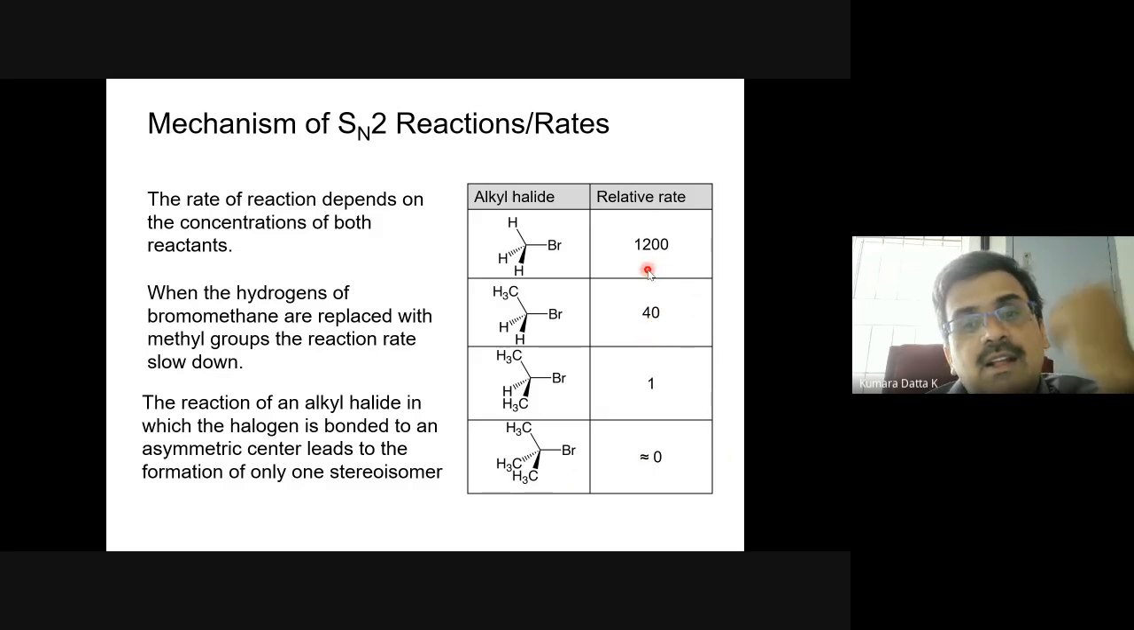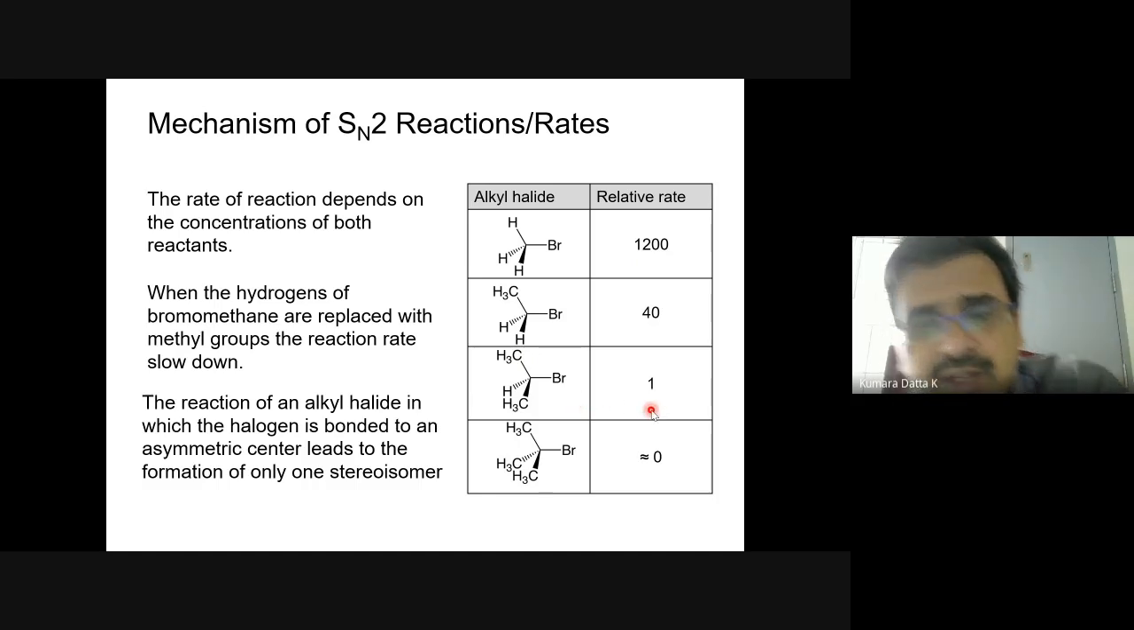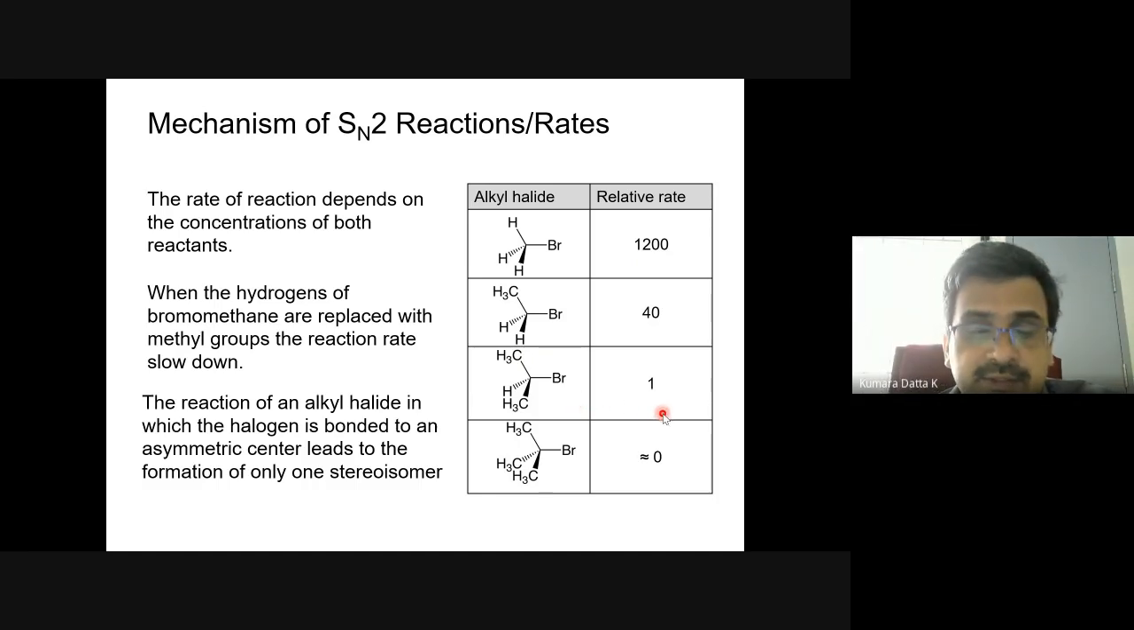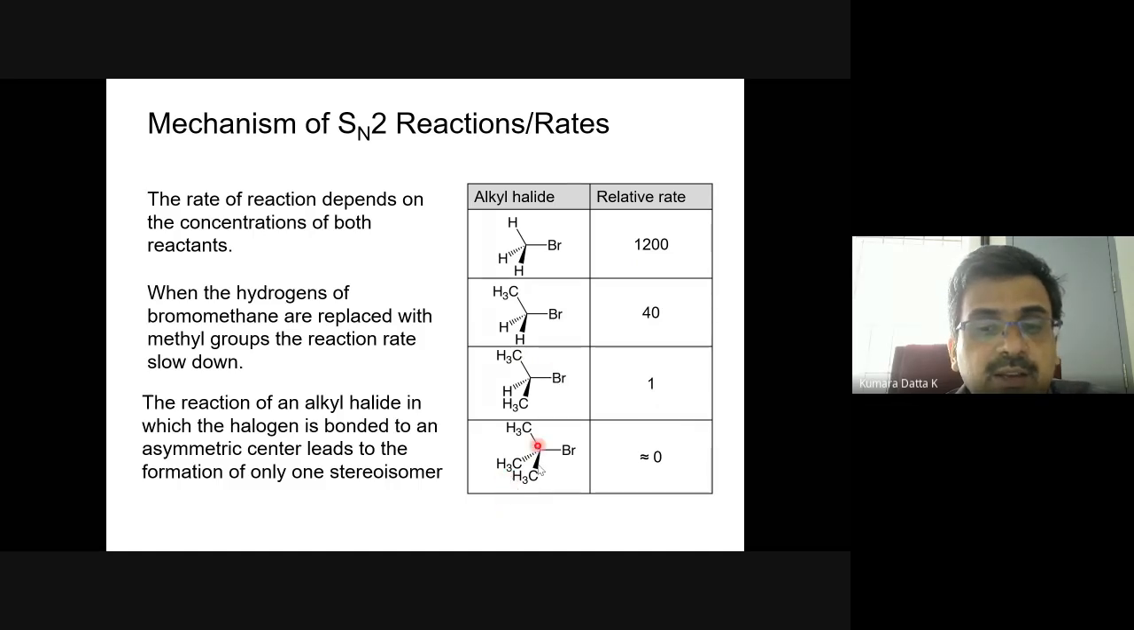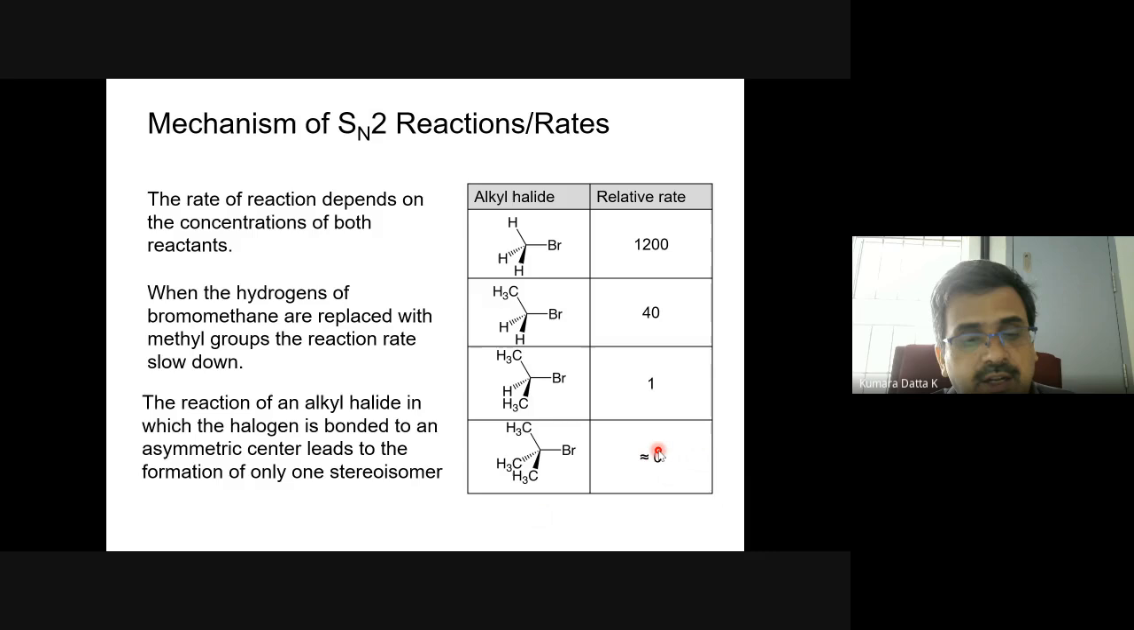And for the monosubstituted one, the reaction is very, very quick. For the disubstituted, the reaction almost drops. You see that, 1200 to 40. And for the dimethyl substituted bromo compound, the relative rate of the reaction is very low. If you bring in three methyl groups, the rate of the reaction is negligible.